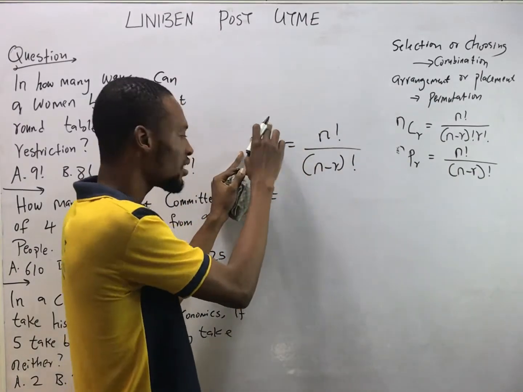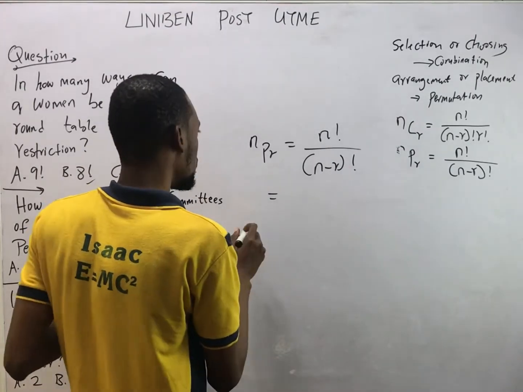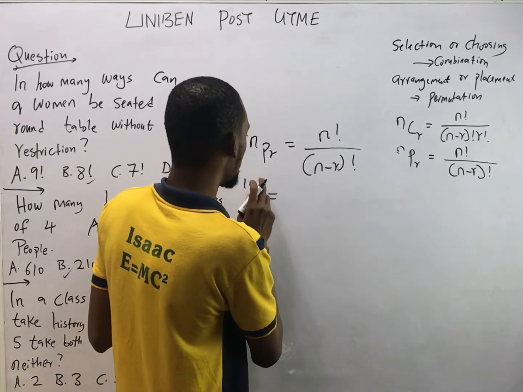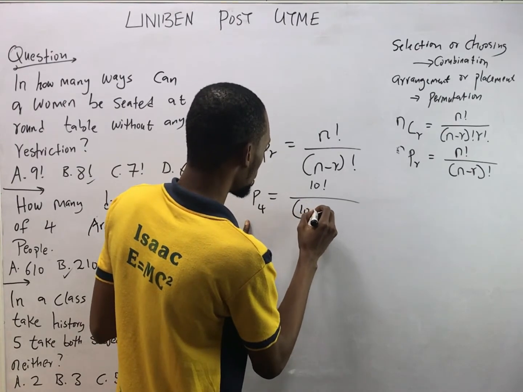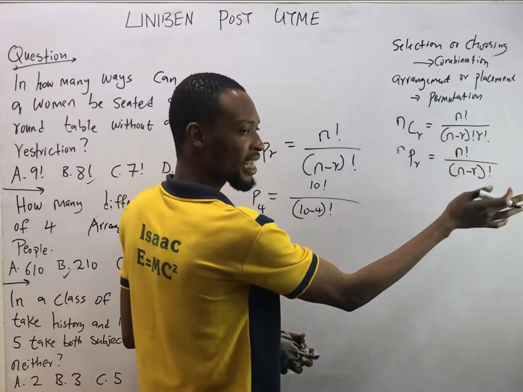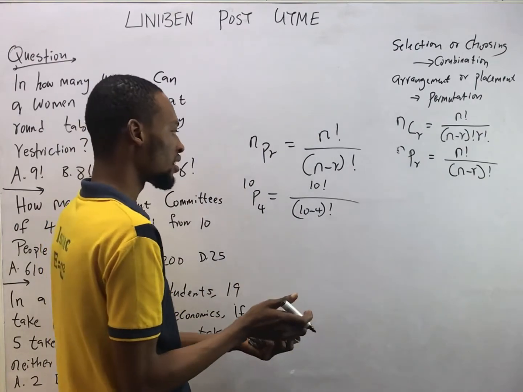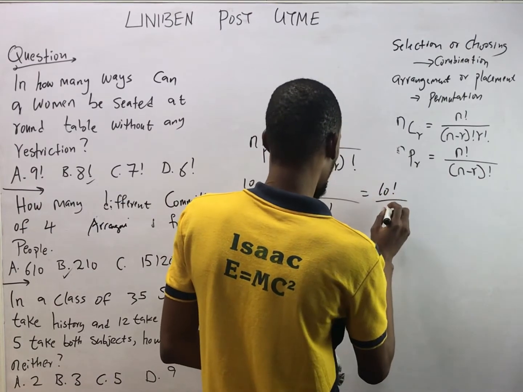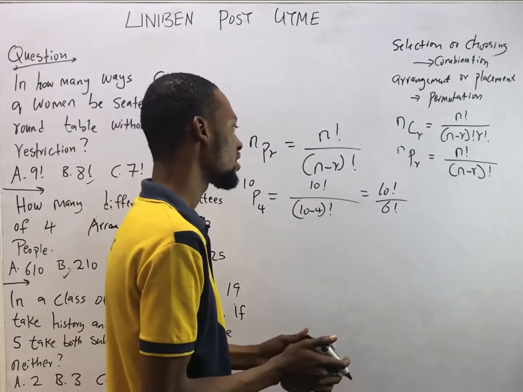Put the bigger one here and the smaller one here. So if you are going by 10, 4, 10 permutation 4 equals 10 factorial over 10 minus 4 factorial. So that is it. There's no extra 4 factorial outside like we had in combination. So this makes permutation simpler. So you just solve, it will give you 10 factorial over 6 factorial, which you can solve and get.